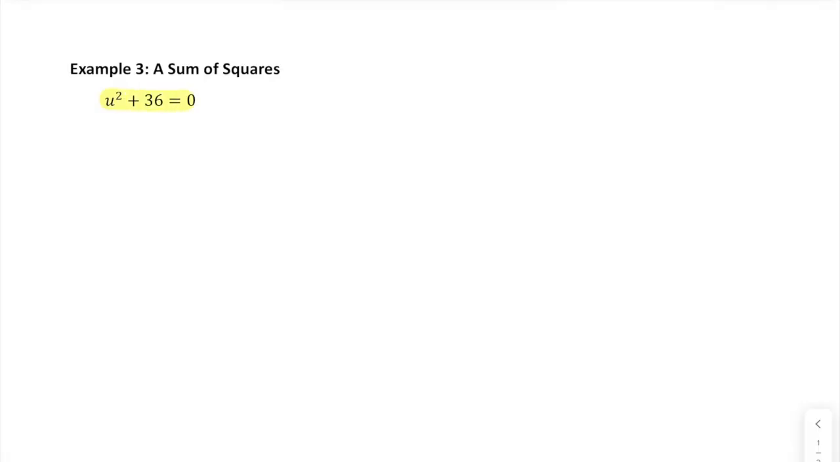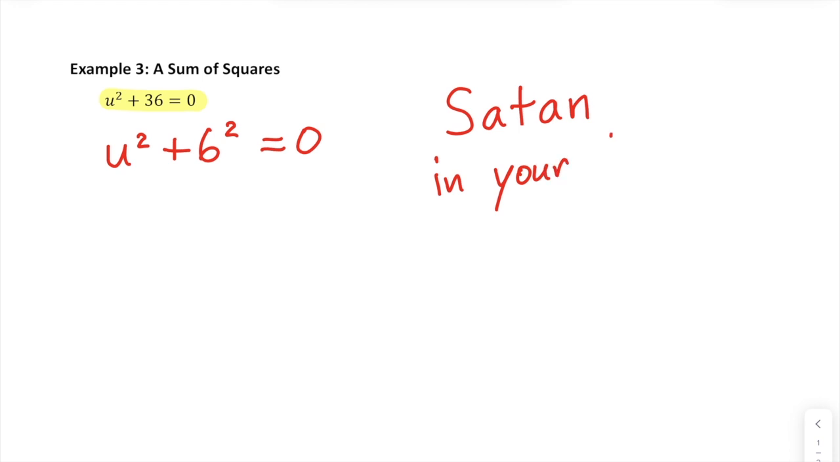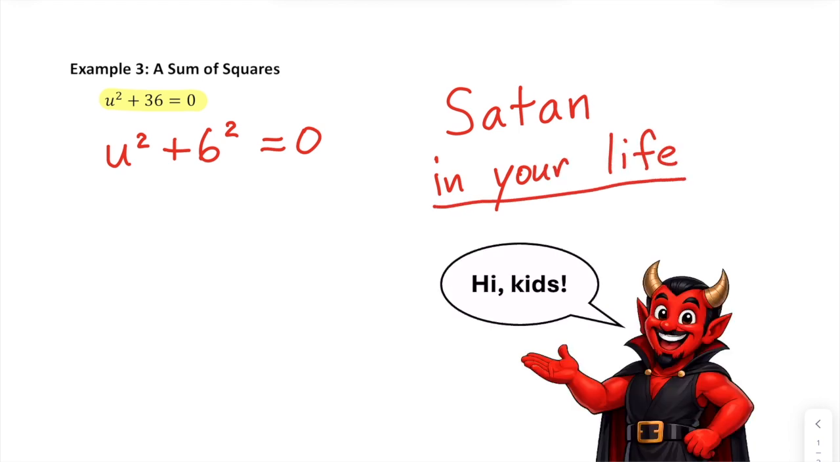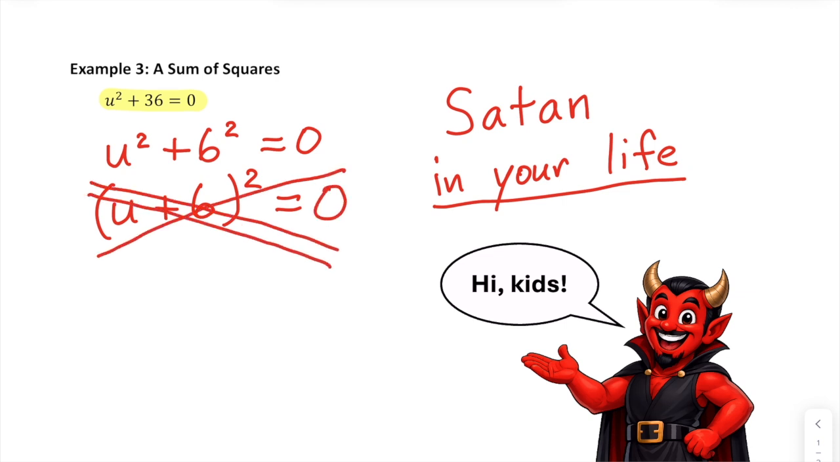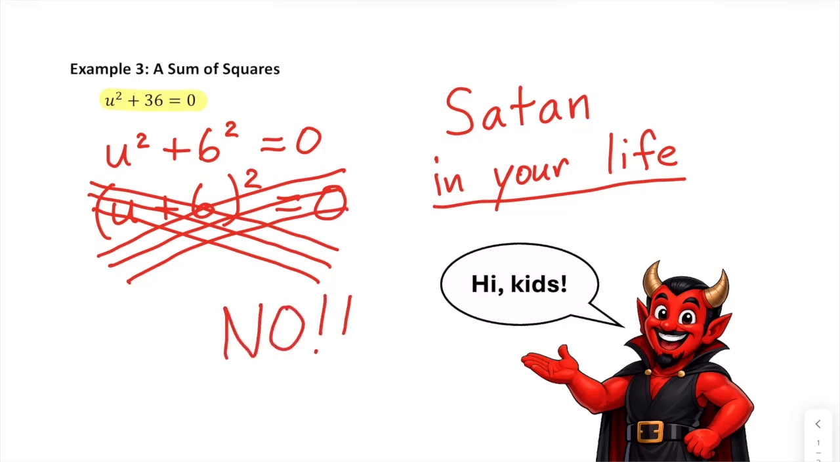What about u squared plus 36 equals 0? This is a sum of squares since you can rewrite it as u squared plus 6 squared equals 0. And here's where it becomes appropriate to talk about the influence of Satan in your life. Because Satan and his minions will whisper into your ear that this factors out to u plus 6 times u plus 6, or u plus 6 squared. But this will lead you down the path to eternal suffering because it's horribly, horribly wrong.